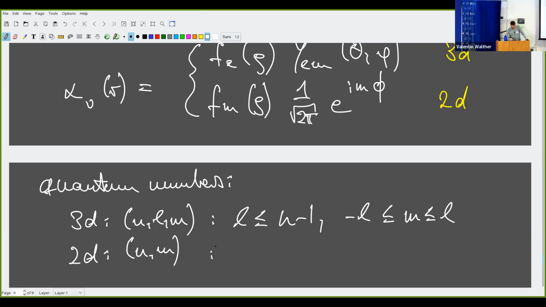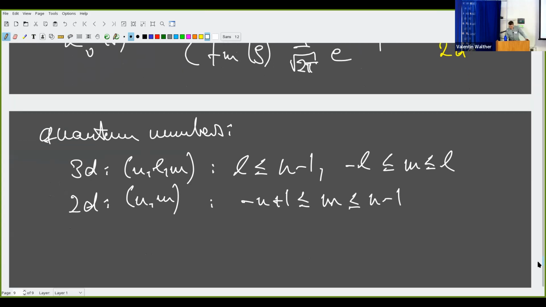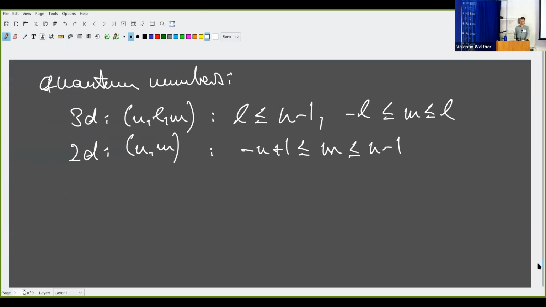And so the m quantum number can go from minus n plus 1 to n minus 1. And when we talk about Rydberg states, of course, a very important property is how the energy scale and how the separation, the size of the wave function, scales.